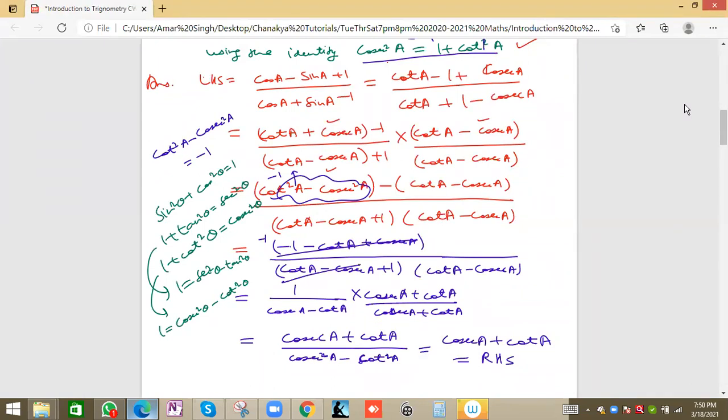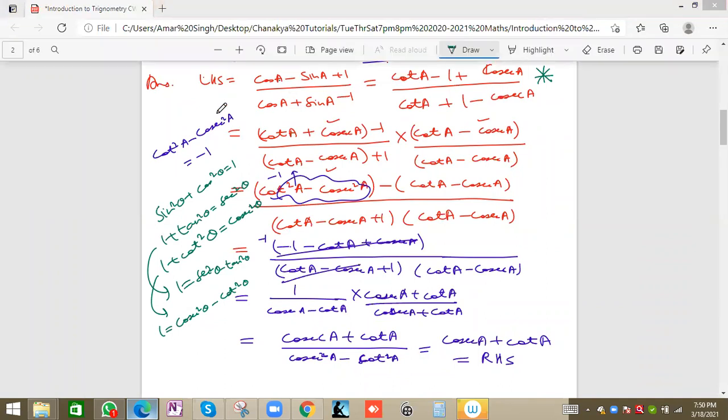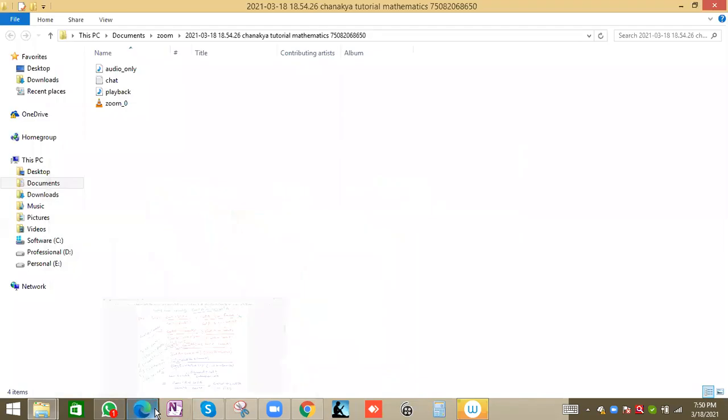So the main thing is to divide the numerator and denominator both by sin A, this is the star mark step, to convert the equation into cosec A and cot A, and then we can take this now.